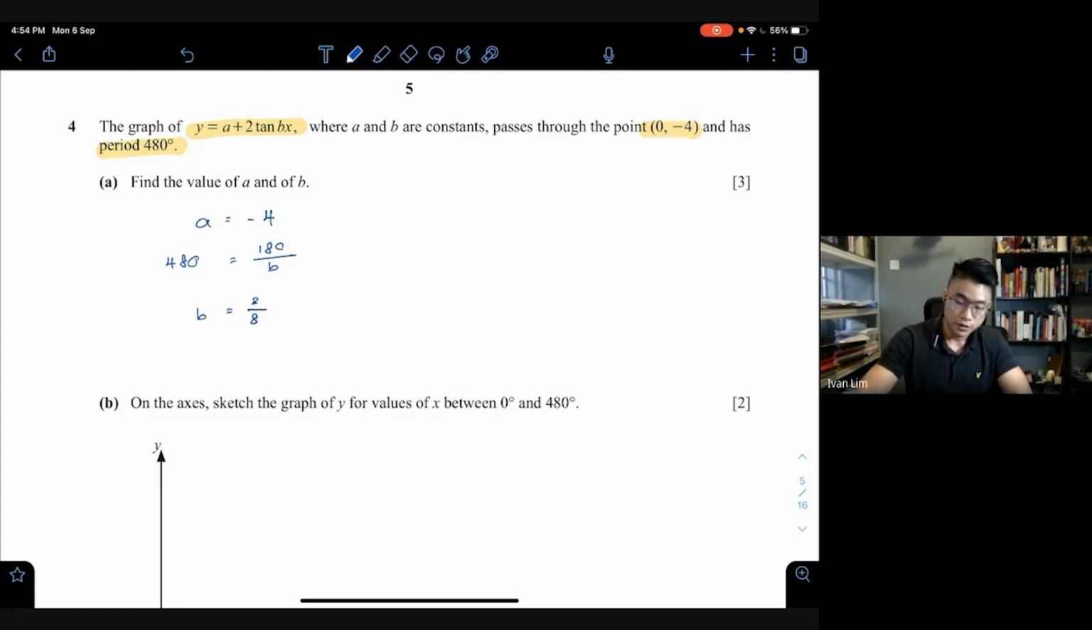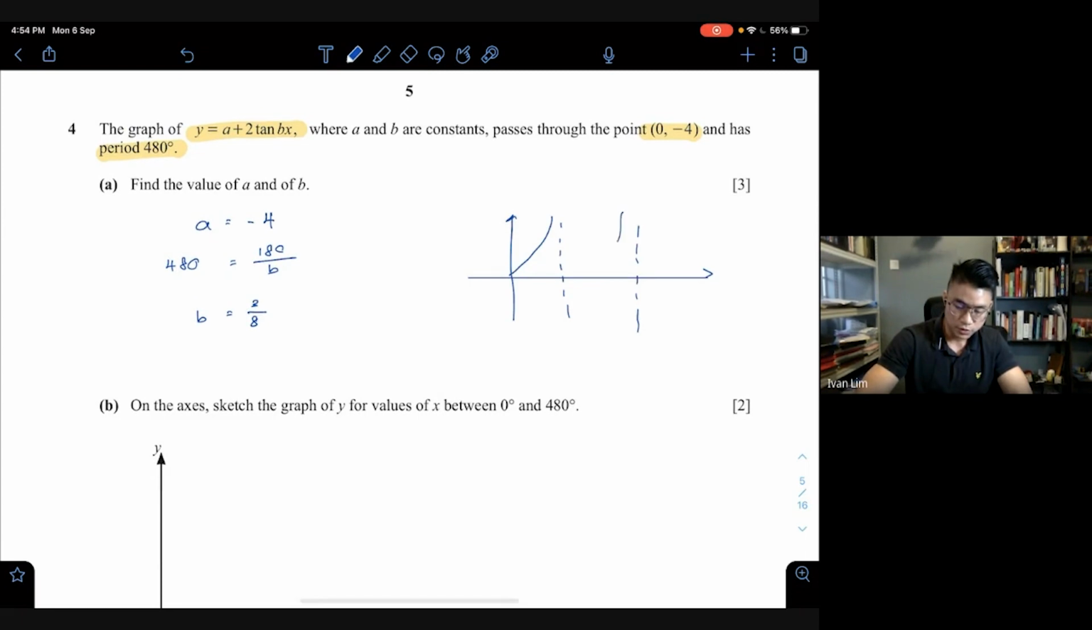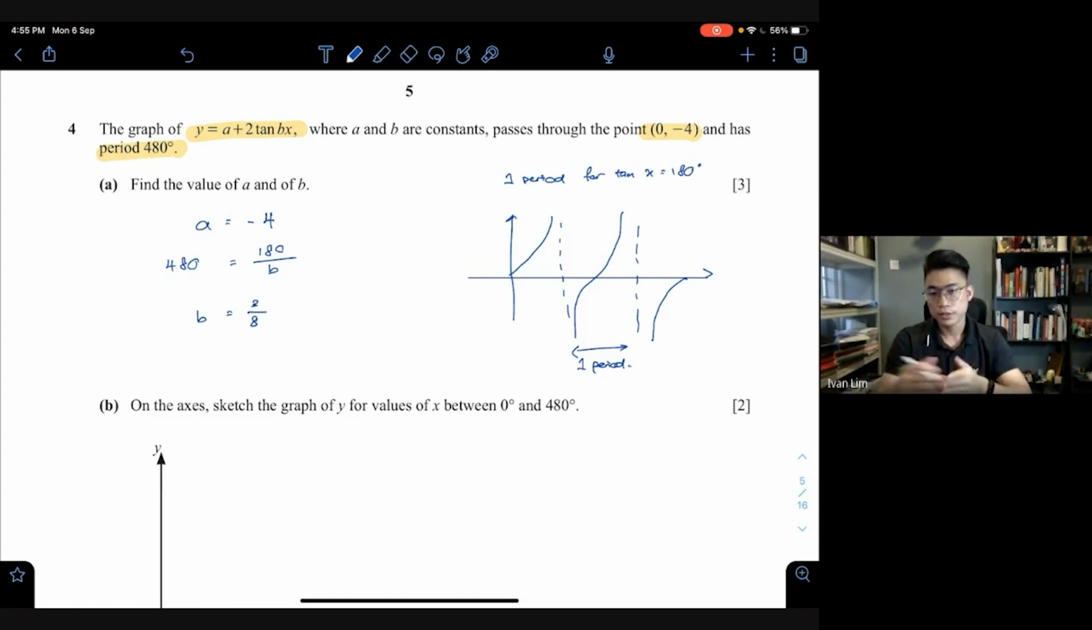Okay, so to explain it a bit clearer, you saw I drew the diagram, right? So our tangent graph looks like this. Okay, 1 period is like this, which is 180 degrees. So if you didn't know, 1 period for tangent x would be 180 degrees. All right, a bit different from the others. So sine and cos are like cousins, remember? Tangent is by itself.